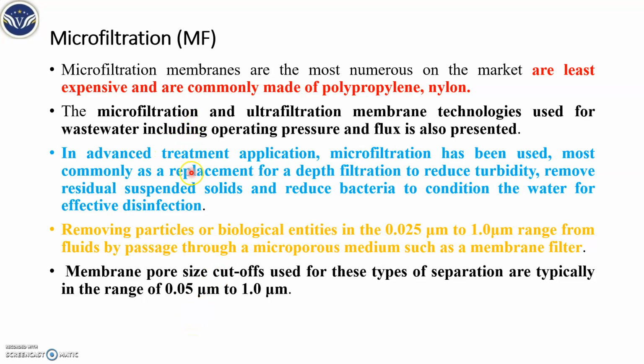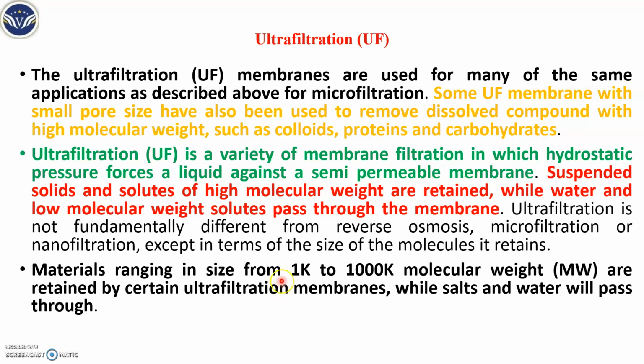Next, what is microfiltration? Microfiltration membranes are made of polypropylene or nylon material. They can remove particles and biological matter in the size range of 0.025 micrometer to 1 micrometer. It has a pore size of 0.05 micrometer to 1 micrometer. It can reduce turbidity, remove suspended particles, and also reduce the bacteria fed into the membrane.